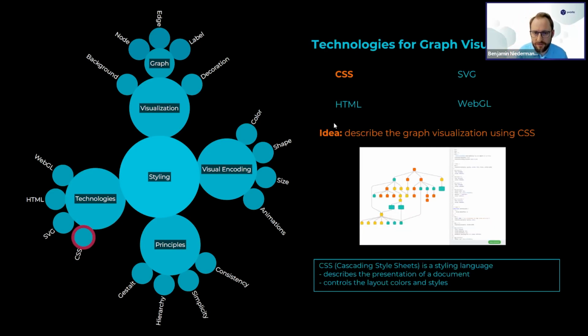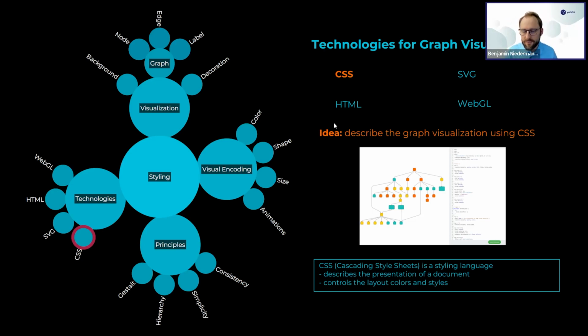And I would like to start with CSS. So with the CSS, it's basically a style sheet format that you can use and that describes the presentation of a document and controls the layout and colors. And this is really nice in order to define a color scheme, or not only this color scheme, but also the thickness of edges and so on.